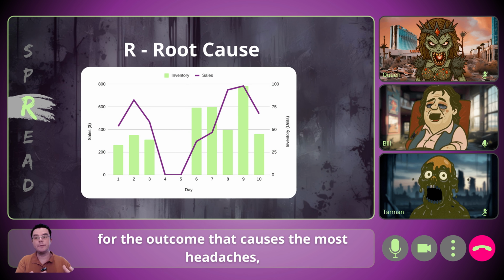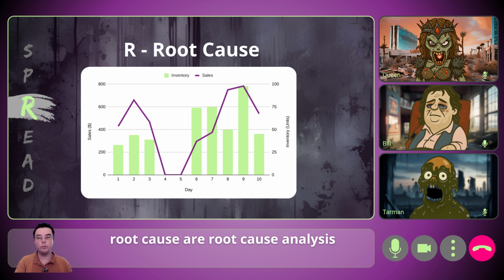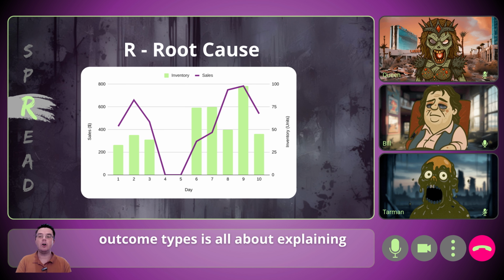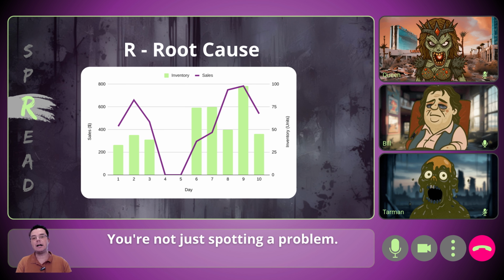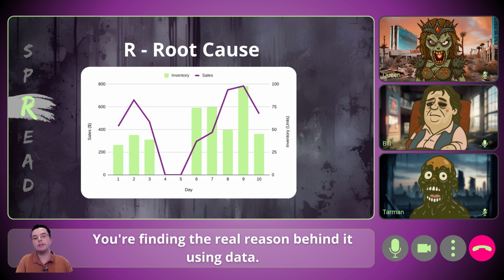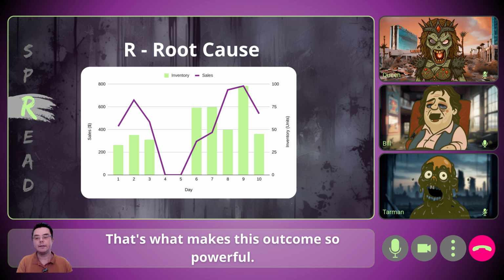Now, for the outcome that causes the most headaches: root cause, R. Root cause analysis outcome types is all about explaining why something is happening. You're not just spotting a problem, you're finding the real reason behind it using data. That's what makes this outcome so powerful.